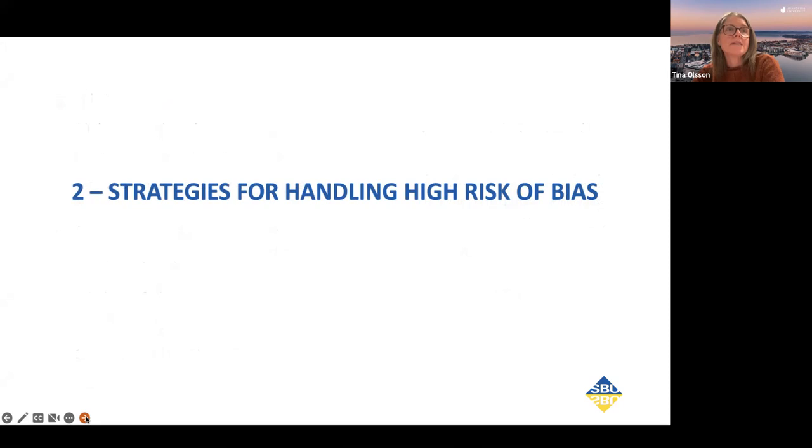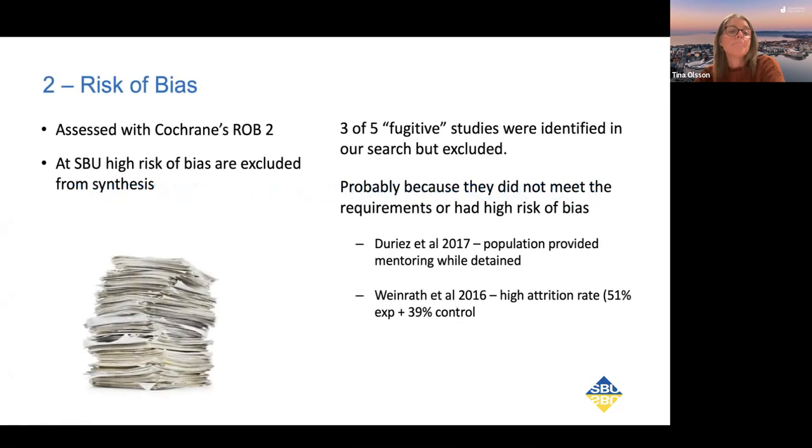The second issue has to do with, once we find studies, how do we critically assess them and appraise them, and how do we make the determination as to whether they are included in our final analysis or not? We used Cochrane's risk of bias 2 when we assessed the records that came into our review. And in our review, we excluded studies that were assessed as having high risk of bias by our reviewers.